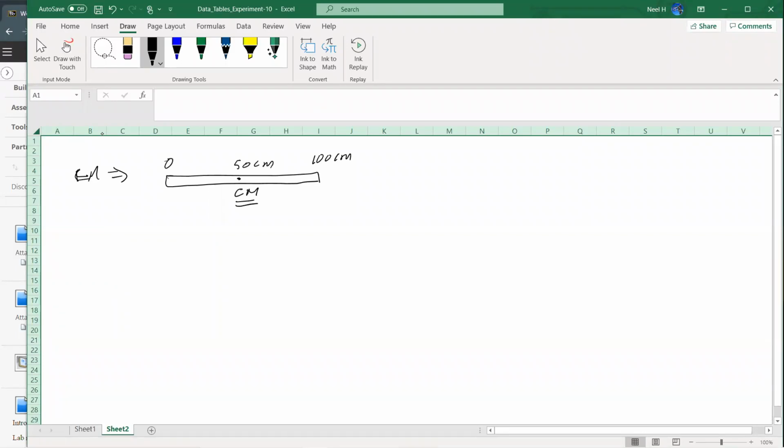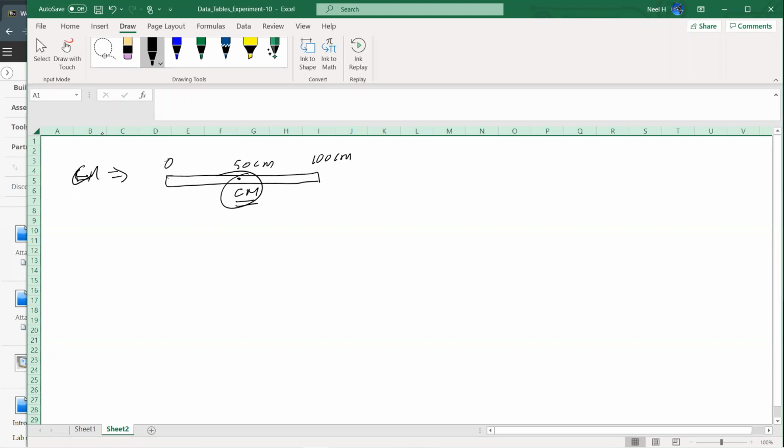So even though the object is larger, you can find one single point where it looks like the total mass is acting, where the force of gravity is acting. That point is called the center of mass point, right? So that's what we try to investigate: how to balance the object with different forces.